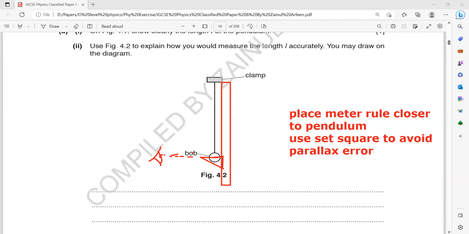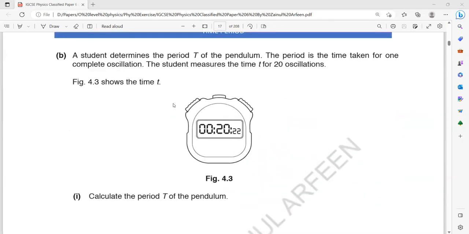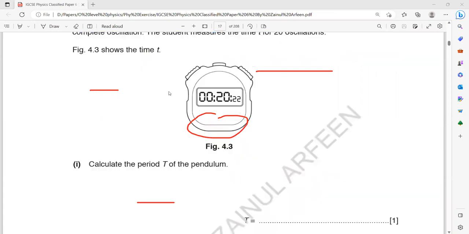Okay, the next question. A student determines the time t of a pendulum, how much time it takes to complete its oscillation, and he recorded the time for 20 oscillations. The time period is the time for one complete oscillation. Figure 4.3 shows the time for 20 oscillations. Calculate the period, the time for one oscillation. So what will the time period be if 20 oscillations is equal to 20.22?